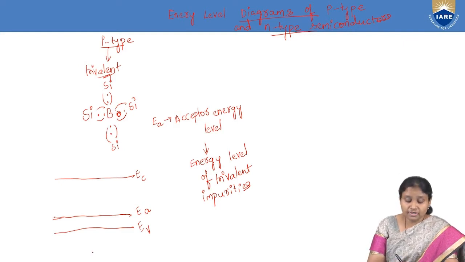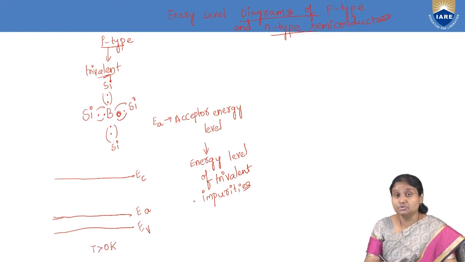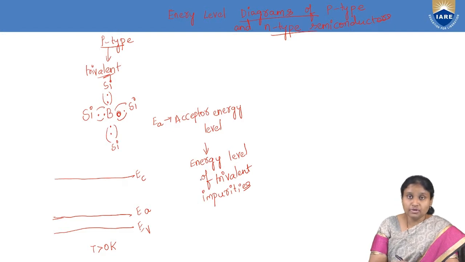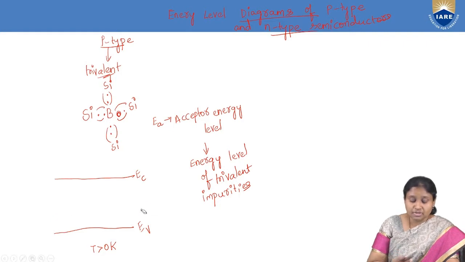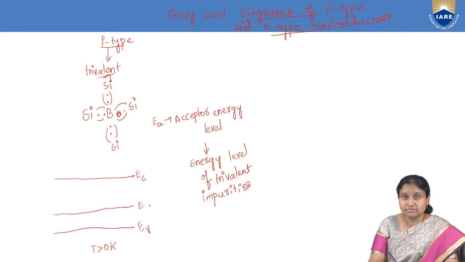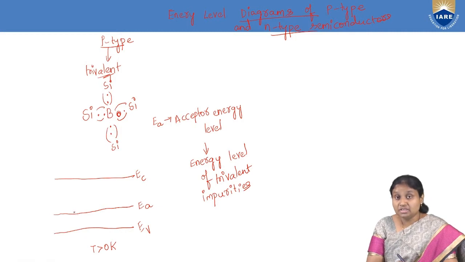When we go to temperatures greater than 0 kelvin, but not to high temperatures, only to very low temperatures, there is a transition of electrons. Here we have our acceptor energy level. Once we go to a temperature greater than 0 kelvin, there is a transition of electrons from the valence band to the acceptor energy level.